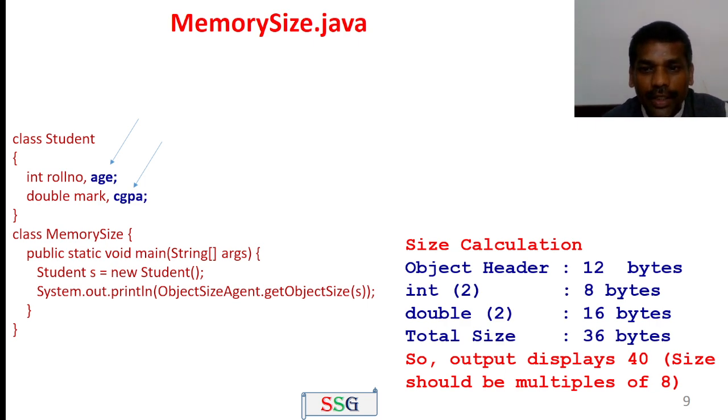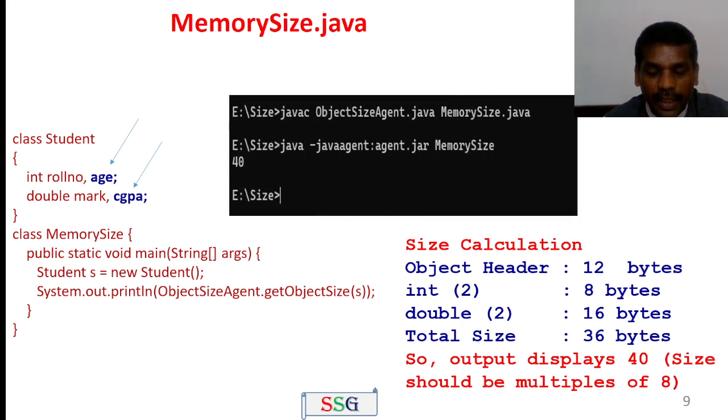What's the reason? Object header 12 bytes, two integer variables 8 bytes, two double variables 16 bytes, total size 36 bytes, but the output displays 40. What does that mean? Here the JVM returns the size of the memory in multiples of 8. So 4 times 8 means 32, but now we have 36 bytes. So 5 times 8 means 40. That means it returns size 40. So this is the way in which we have to compute the size of an object.